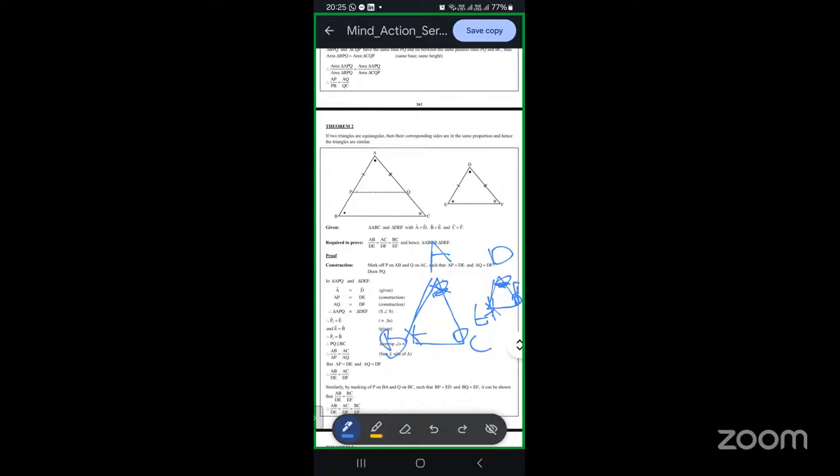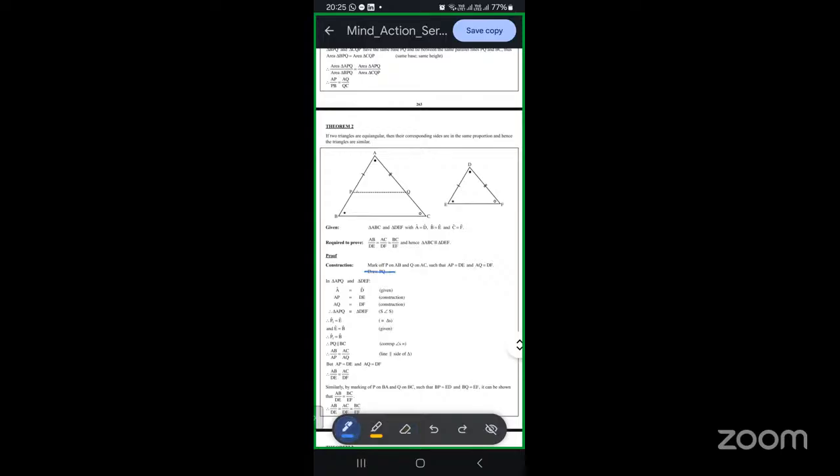You will be given this bigger triangle. It's empty. It doesn't have this constructed line here. Okay, you are the one who's going to construct that. You will also be given this smaller triangle. So now the first thing that you are going to do on that empty bigger triangle, you will mark off the letter P.